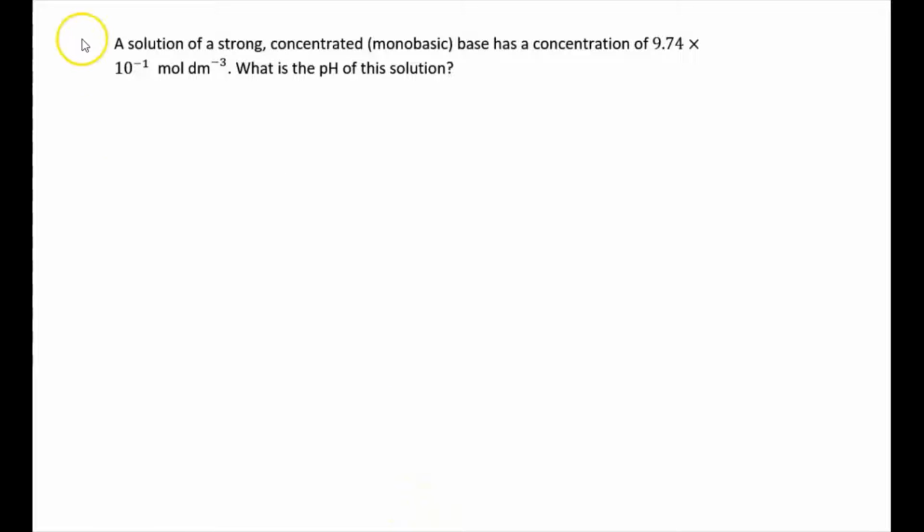In this case, we are dealing with a strong and concentrated base, which has a concentration of 9.74 times 10 to the minus 1 mole per cubic decimeter, and we want to find out what the pH is. So first of all, we know it is a base, and therefore we must assume that the pH will be larger than 7, because that's the definition of a base.